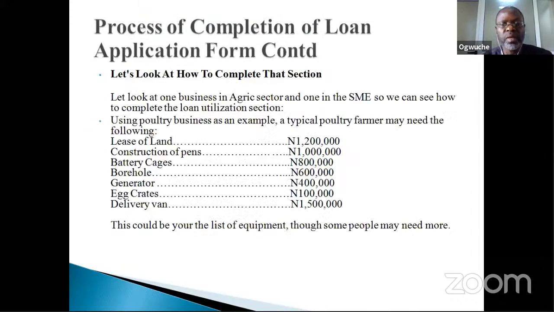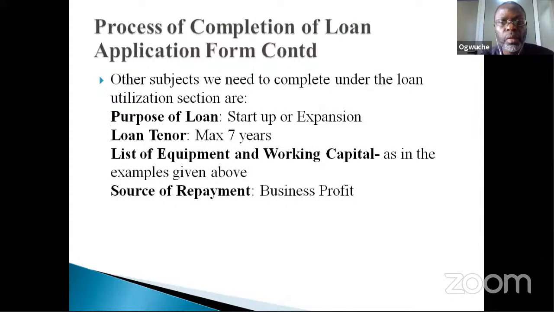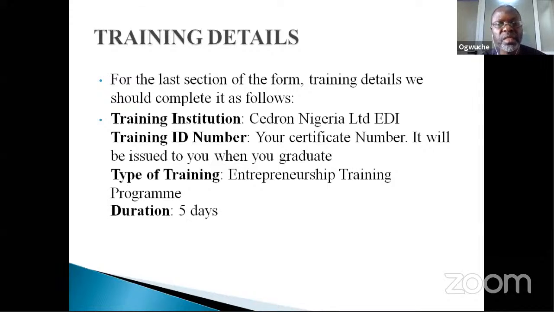Right. So let's go back to our write-up. All right, so here, other sections to be completed. Purpose of the loan, we have already talked about. The startup or expansion, tenure 7 years, list of equipment and working capital, we've discussed that already. Source of repayment, we've talked about that. Business profit. Then the training details is training institution is Sidron Nigeria Limited EDI. Your training ID, you've already indicated, your certificate number. When you graduate, you'll be given the certificate and then you extract the number from there. Type of training is entrepreneurship training program, duration 5 days.